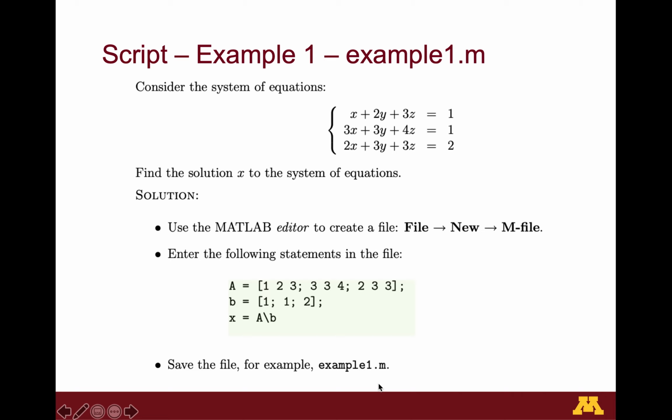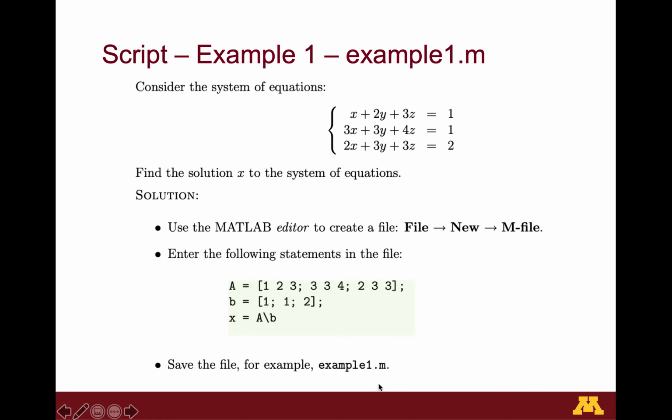The first example for script is to consider the system of equations: x plus 2y plus 3z equals 1, 3x plus 3y plus 4z equals 1, and 2x plus 3y plus 3z equals 2. Find the solution x, y, z to the system of equations.